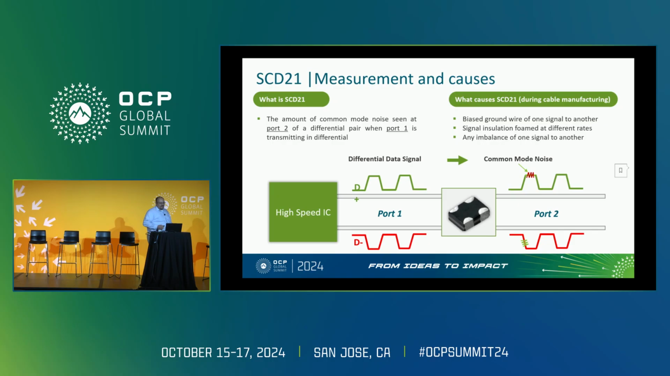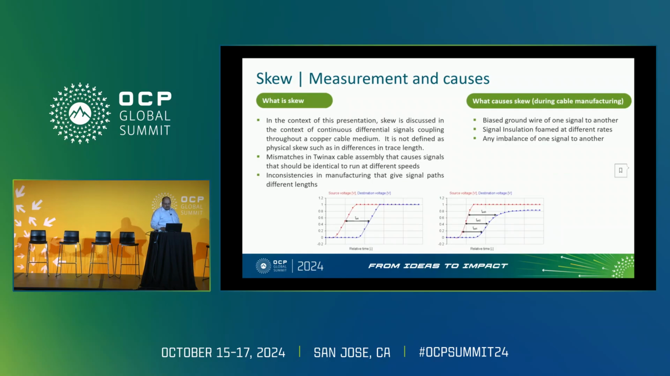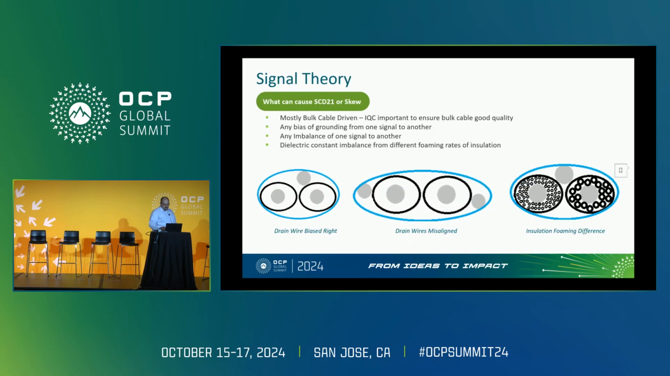So when we think about SCD21, it's an S parameter. It's basically a measure of the common mode imbalance between a positive and a negative lane. So if you have a lot of skew in your pair, you're going to have a lot of differential to common mode energy being lost because there's too much skew in the system. And what can cause this? I'll show you another slide that talks about what causes this.